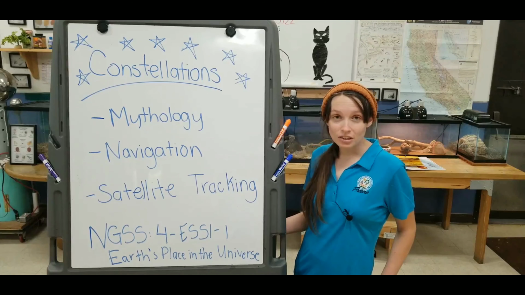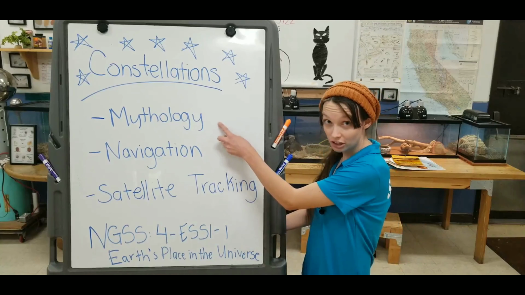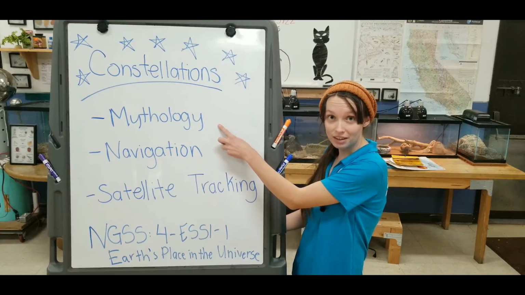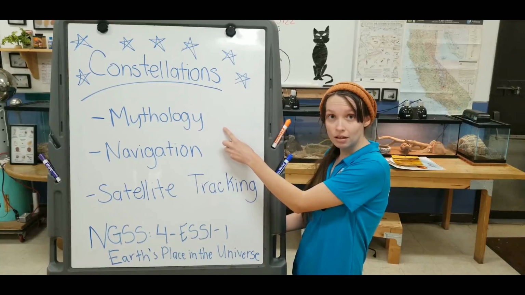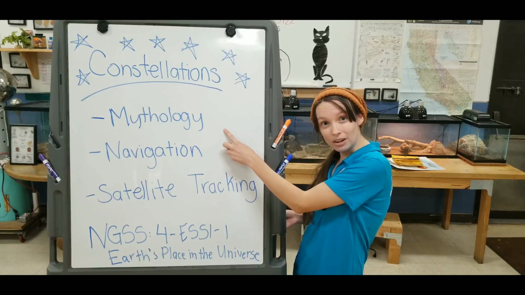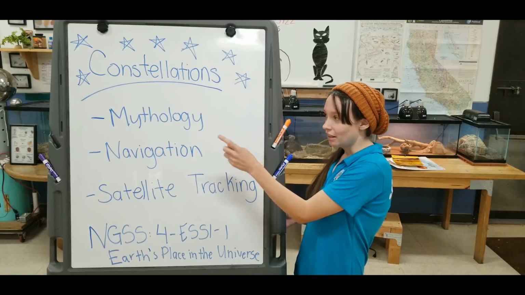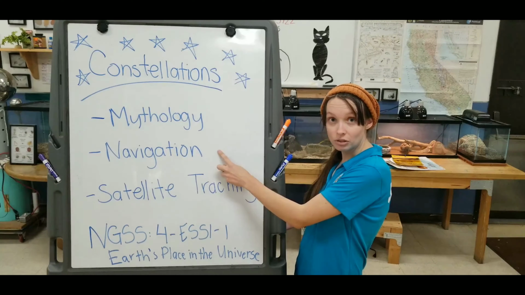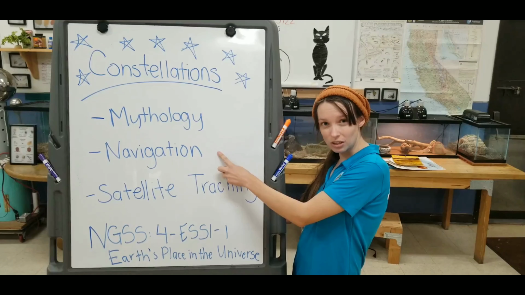And so constellations are important for a few different reasons. They're important because of mythology. So back in the day, specifically the Greeks and the Romans are known for making stories up about the constellations. And we're going to discuss one of those stories today. They're also known to help us with navigation. And this was sailing back in the day specifically.